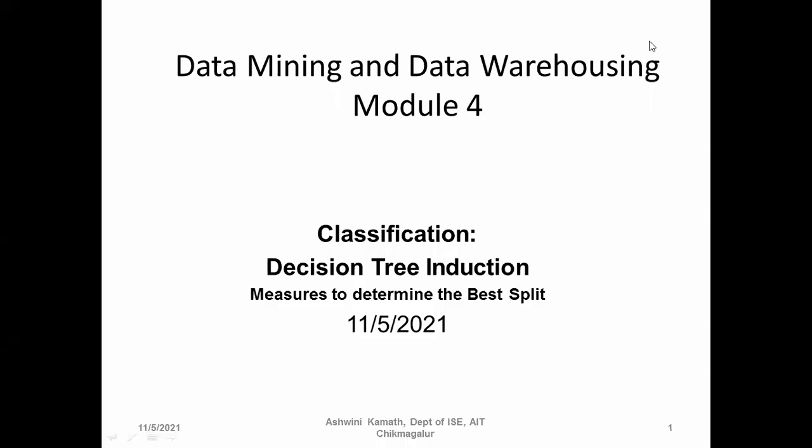In the last class, we learned about the formulas for measures to determine the best split, right? Gini index and then entropy, and then we discussed misclassification error, right? Today we'll discuss the same thing with an example.